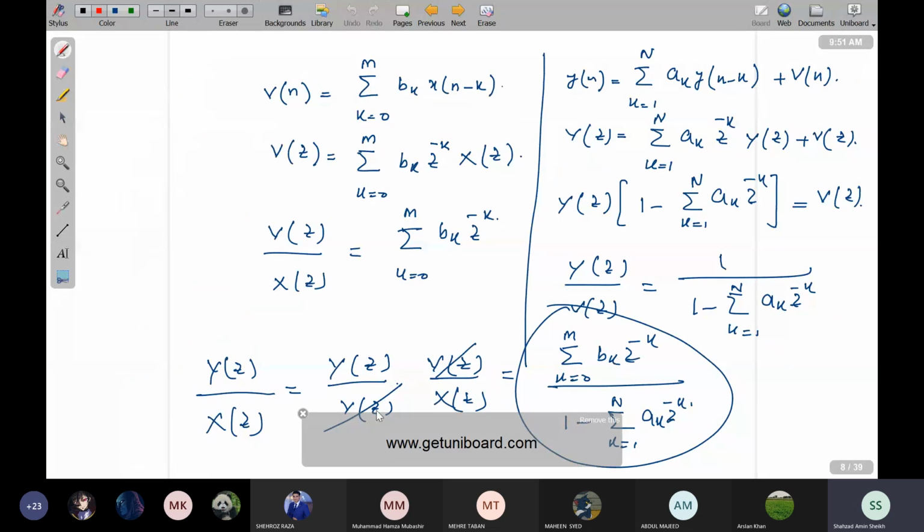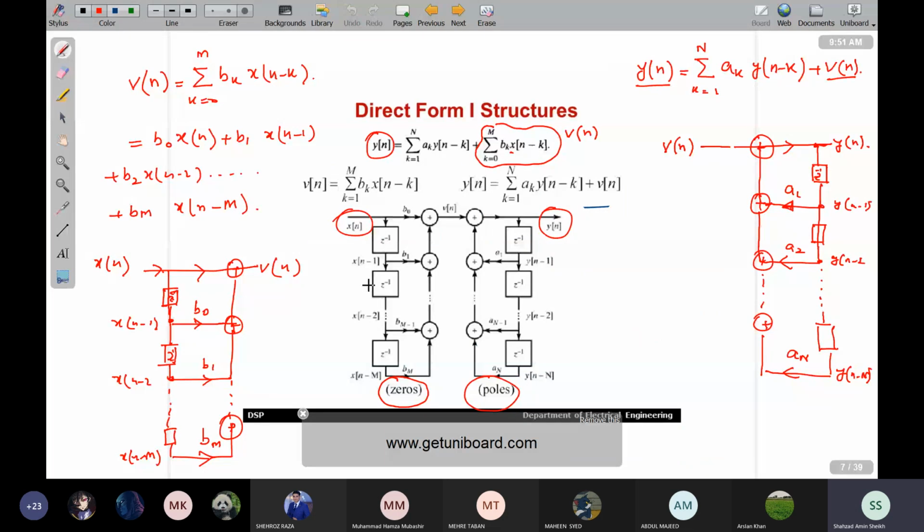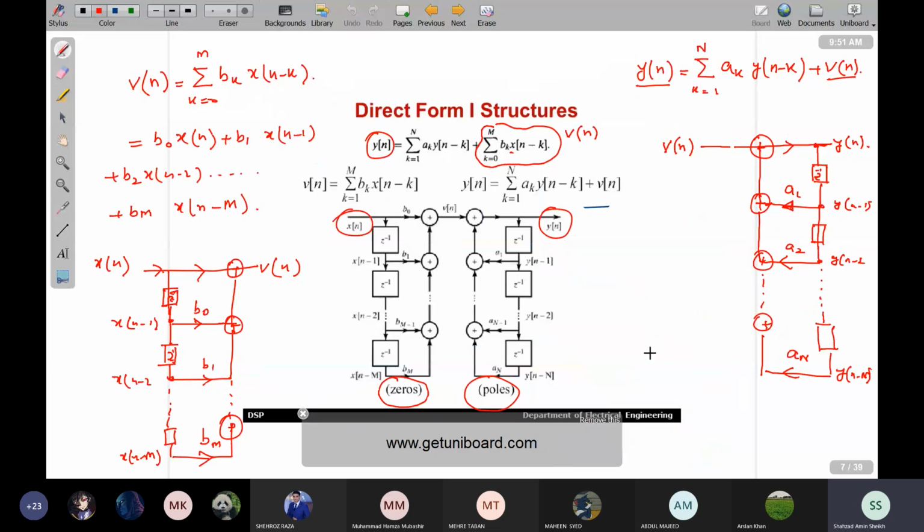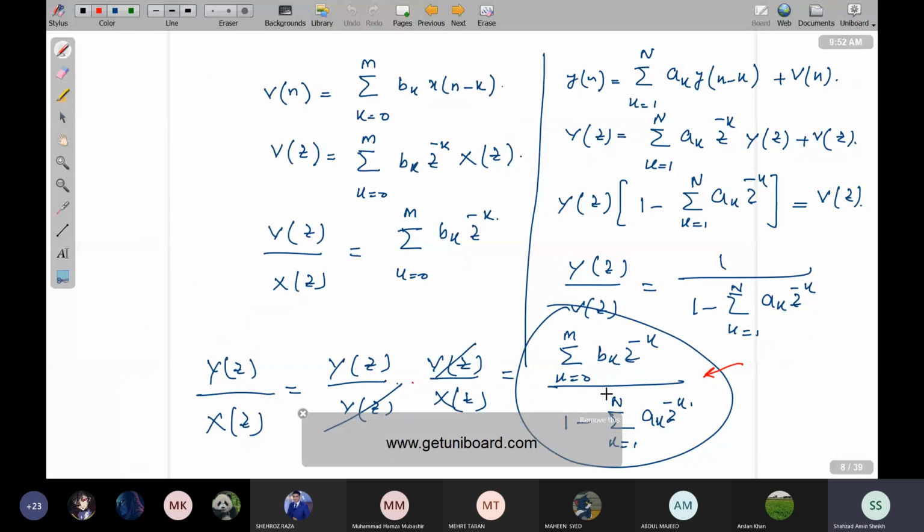This is the portion that is being cascaded with V(z) over X(z), a system with v(n) as the output and x(n) as the input, the portion which is implementing these zeros. As a result, finally, this is your transfer function, and you can get it by taking the z-transform of this Y(z) over X(z), and you will be getting it in this form.